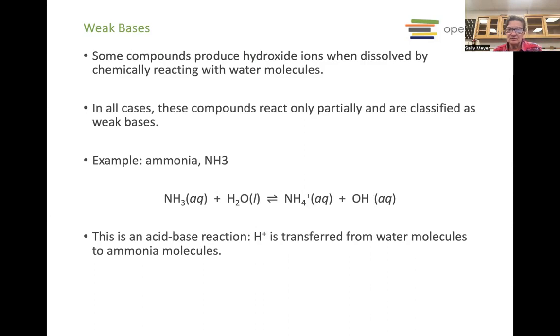So something like ammonia, which is in your cleaning solutions at home, often written NH3, and that 3 should be a subscript. If you put that in water, you don't have an OH- in that molecule, but when you put it into water, it reacts with water. It's going to pull off a proton from the water, which leaves behind OH-. So it's a base because it created OH- through a reaction with water. This is an acid-base reaction because a proton is transferred from a water molecule to the ammonia molecule. So in this case, the water is the acid, the ammonia is the base.